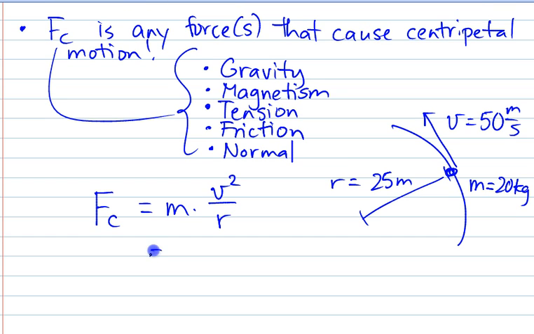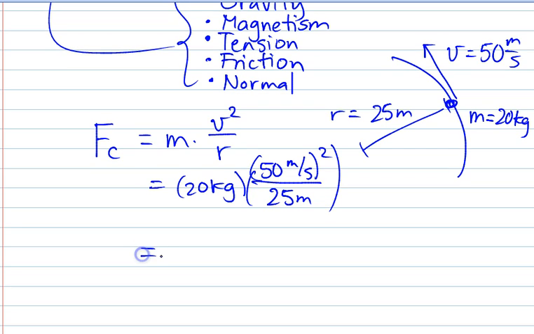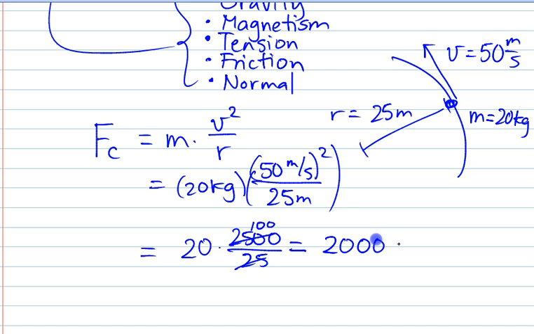And so we just plug everything in. 20 kilograms, 50 meters per second squared over 25 meters. And notice that what we'll get here is going to be 20, and then we have 2,500 divided by 25, so that's just 100, and I think that turns out to be about 2,000 newtons.